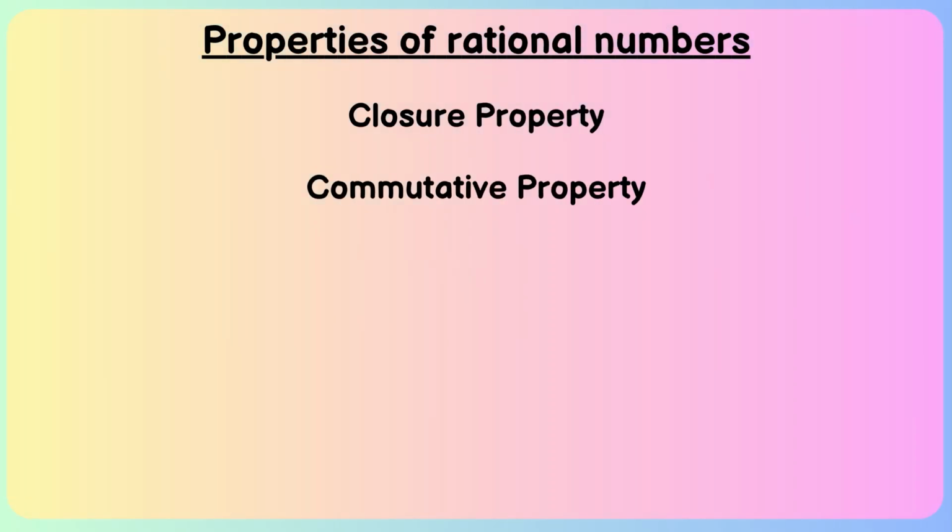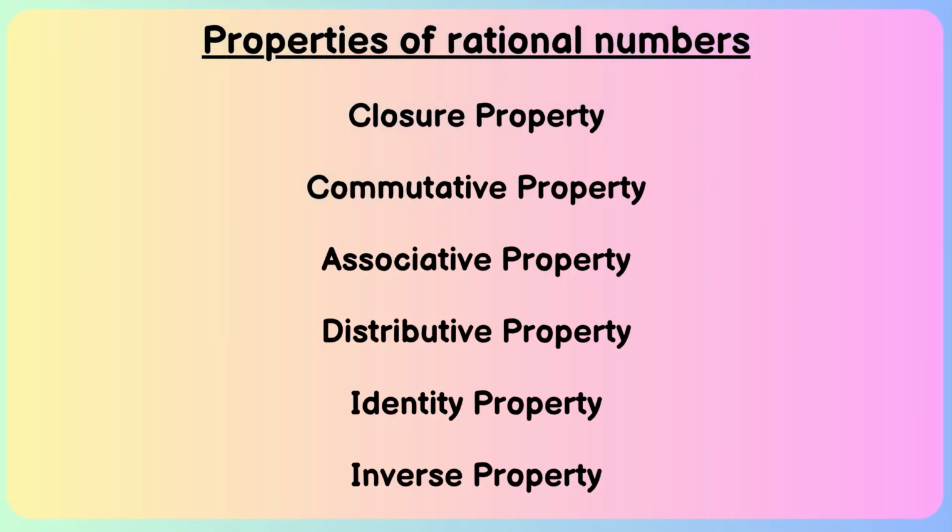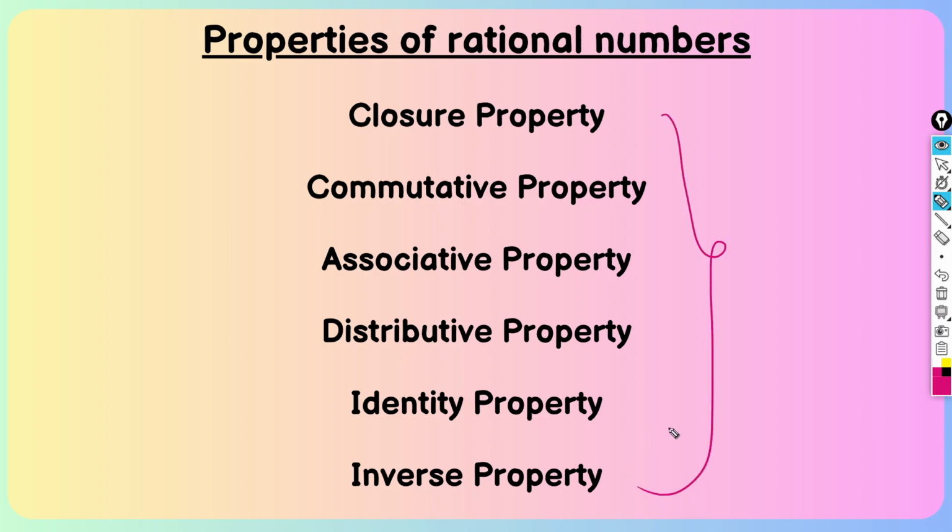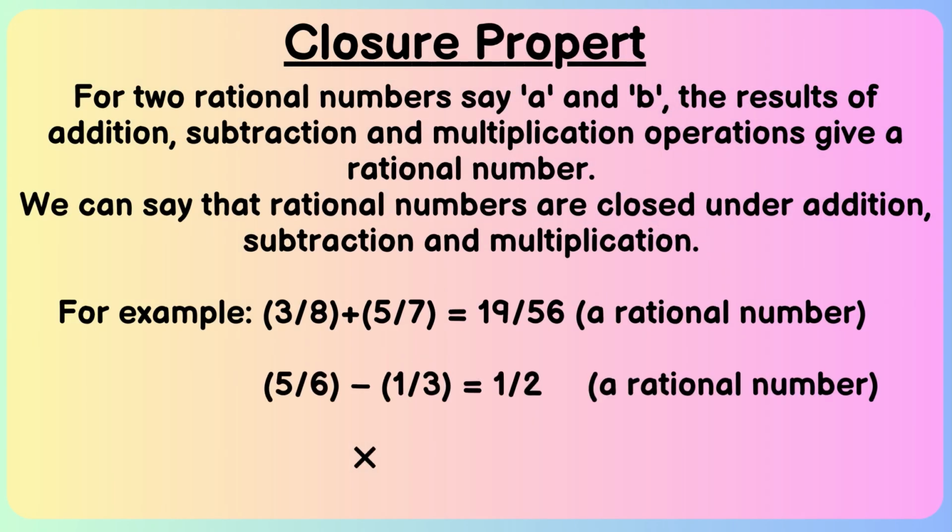Till now we have learned what rational numbers are. Now we will see properties of rational numbers. We can add, subtract, multiply and divide rational numbers. Out of these 4 operations, we will see which operations follow the following properties of rational numbers. So the first property is the closure property.